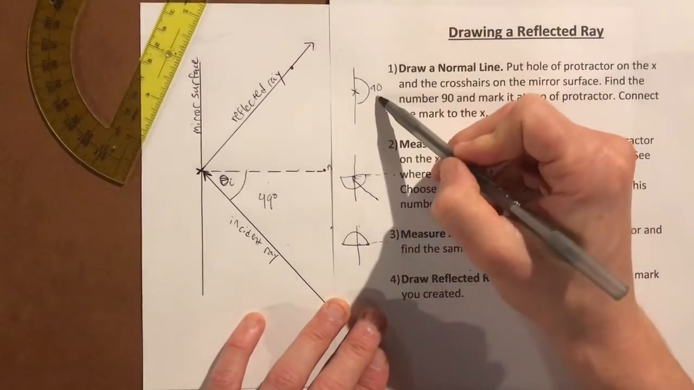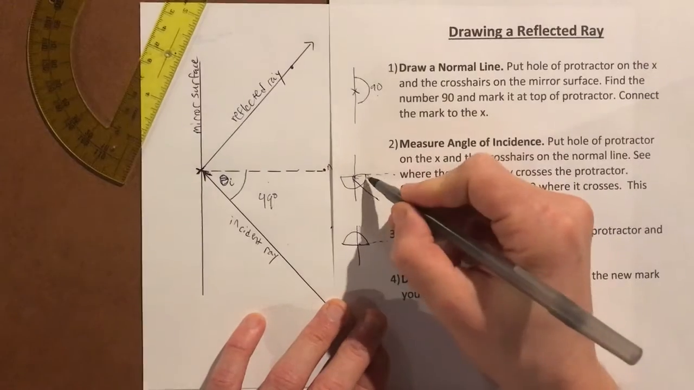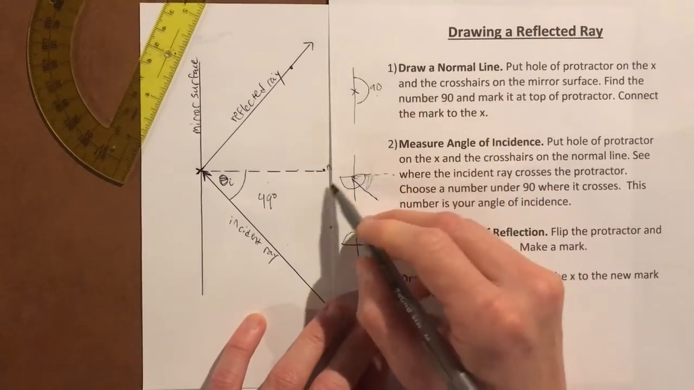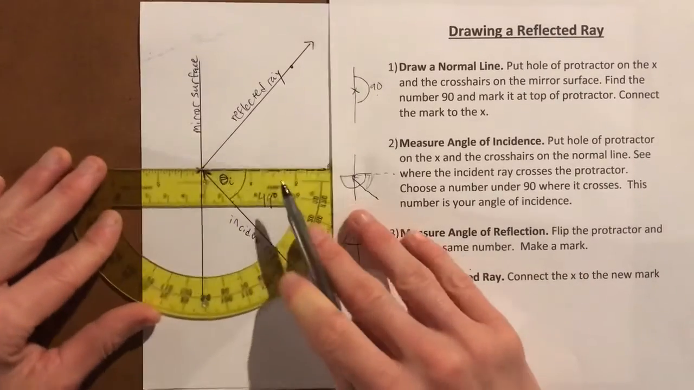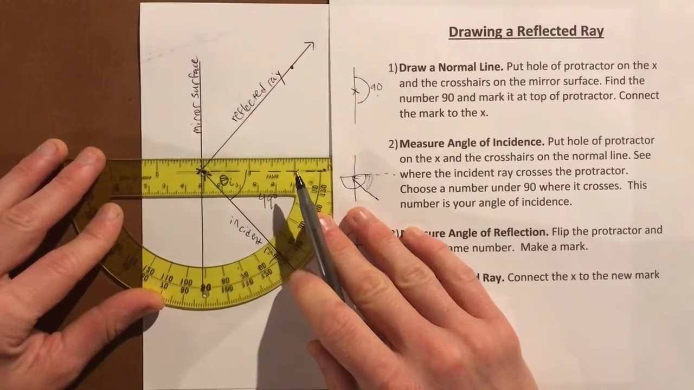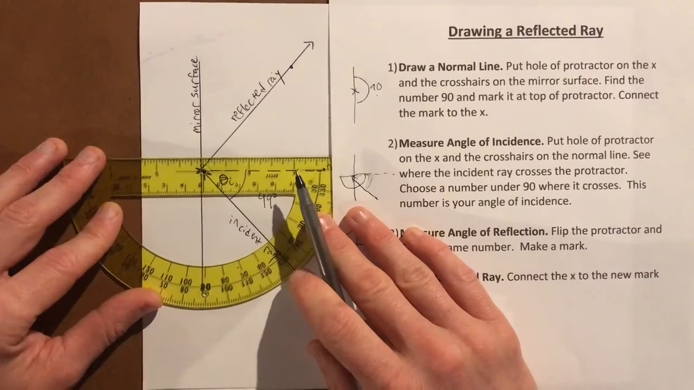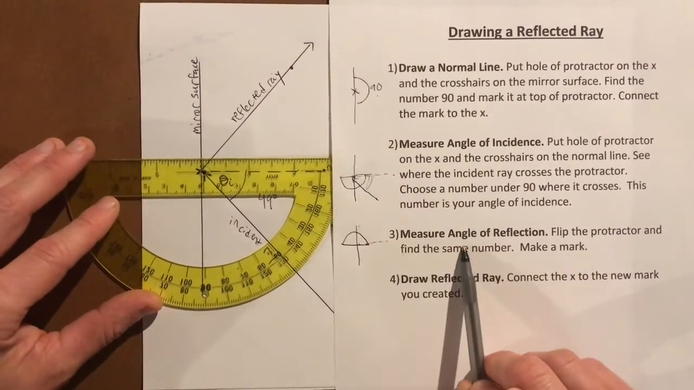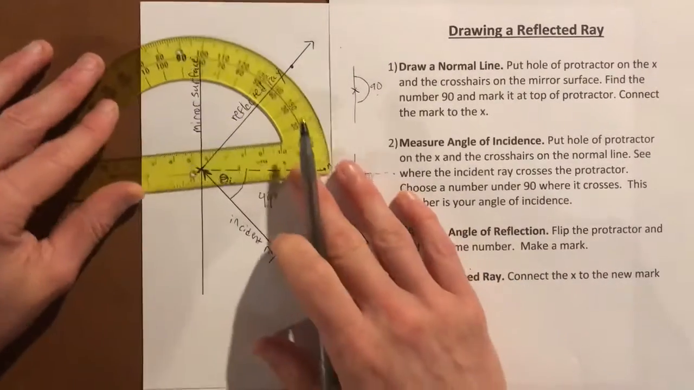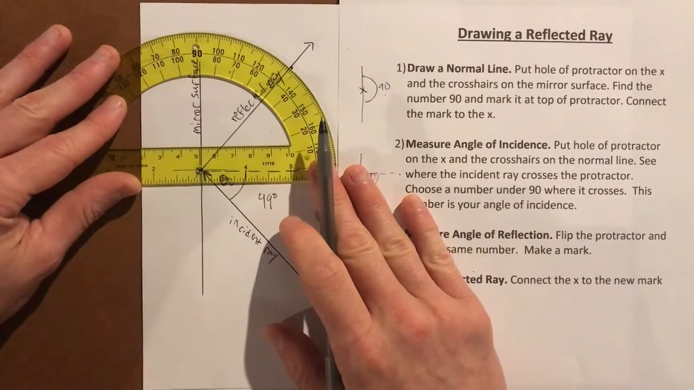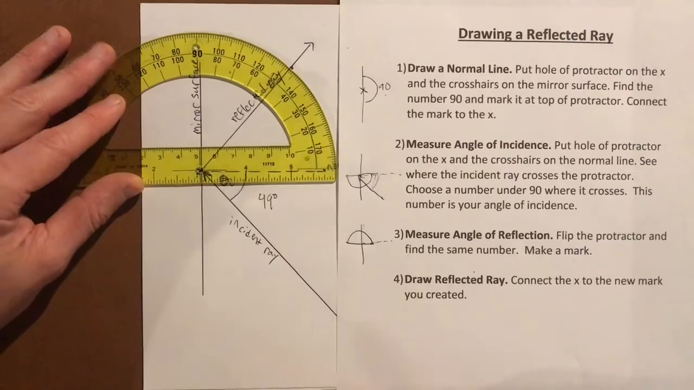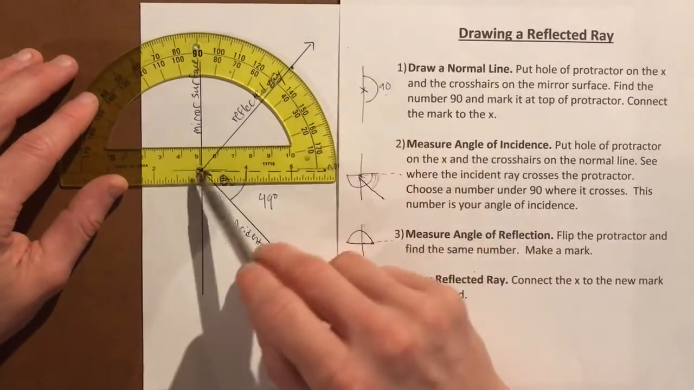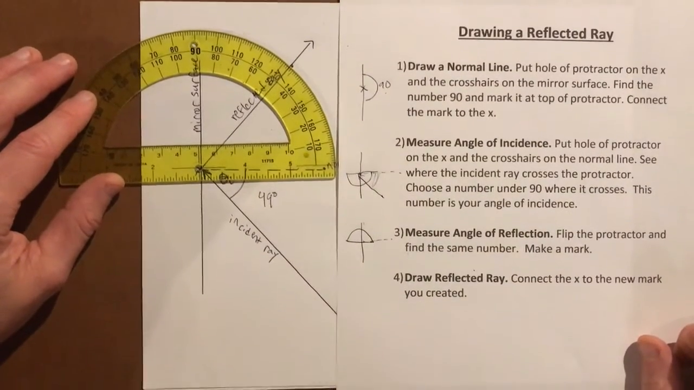You're going to flip it over like that. So for the normal line, hold it like this. For the angle of incidence, right here, you hold your protractor like this. Hold it like that to measure the angle of incidence. And then for step 3, once you measure that angle, you flip it and you find the same number, okay? Mark that number and draw your reflected ray to that number, okay?